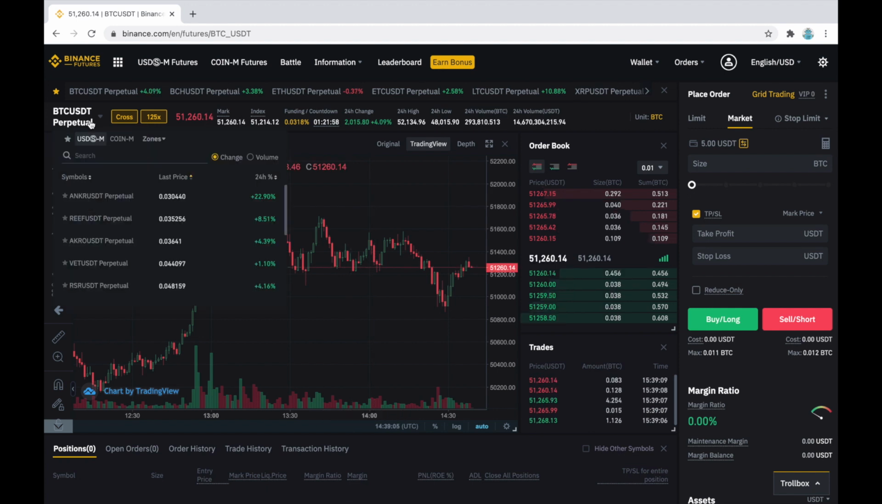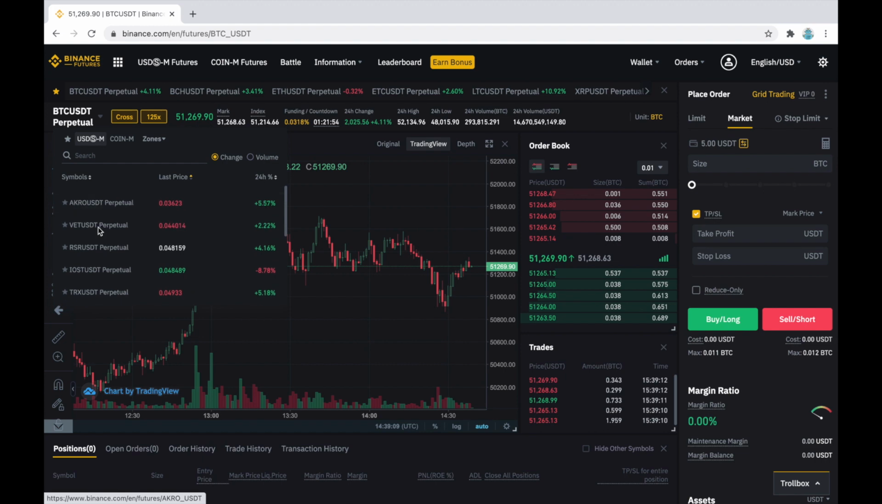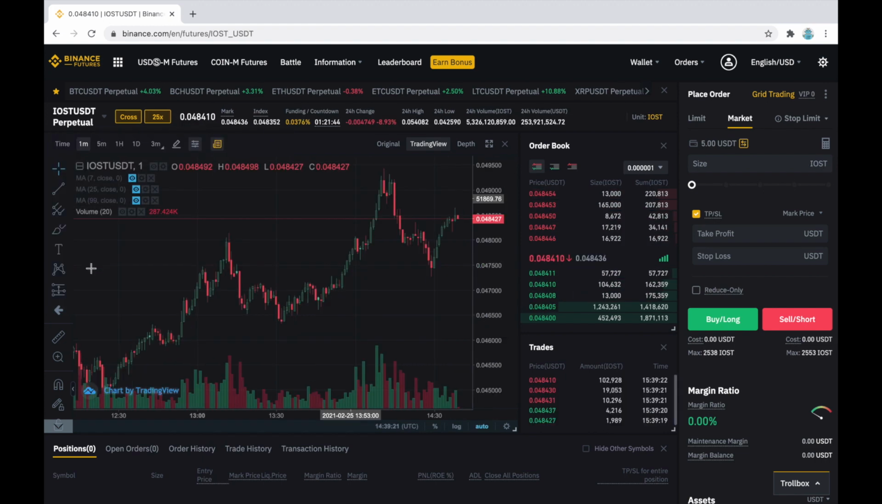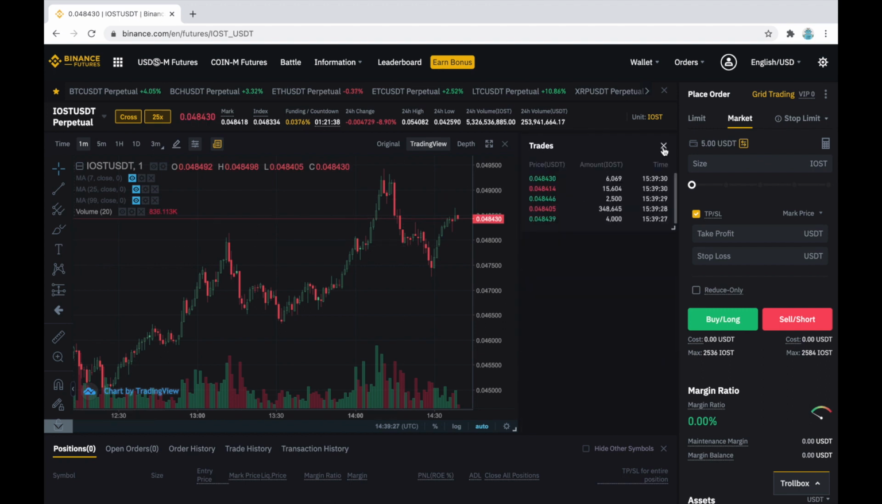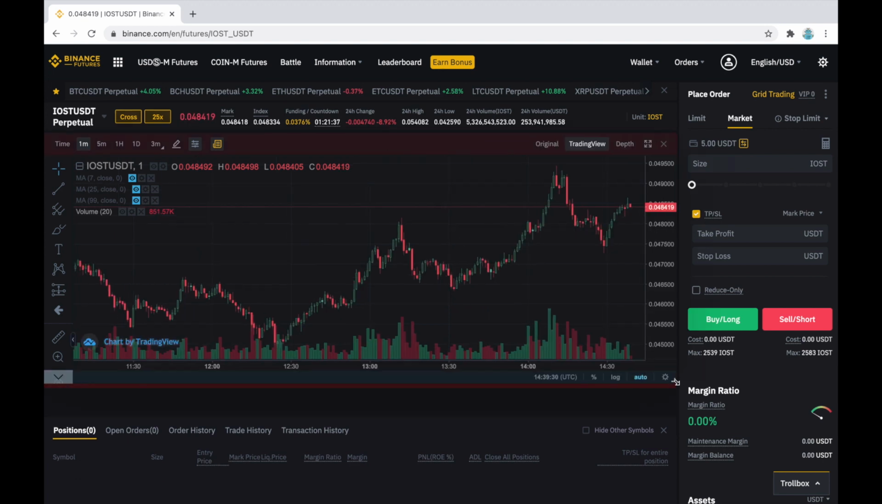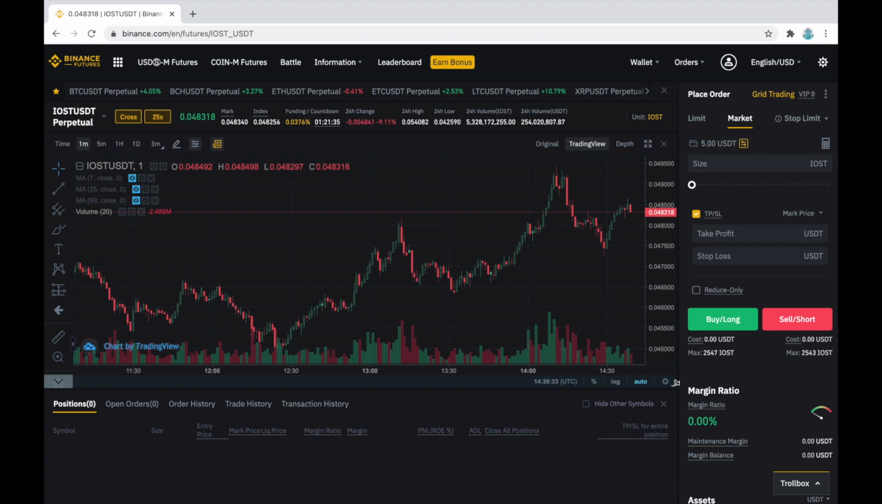I will now choose a crypto pair I want to trade, and as before, I choose only perpetual contracts. Let's continue with IOST USDT pair that I have shown in my previous video. I'll simplify my interface here by removing order book and trades screens. Binance has many configurable components, but in my videos I focus only on those that are relevant to the subject of the discussion.